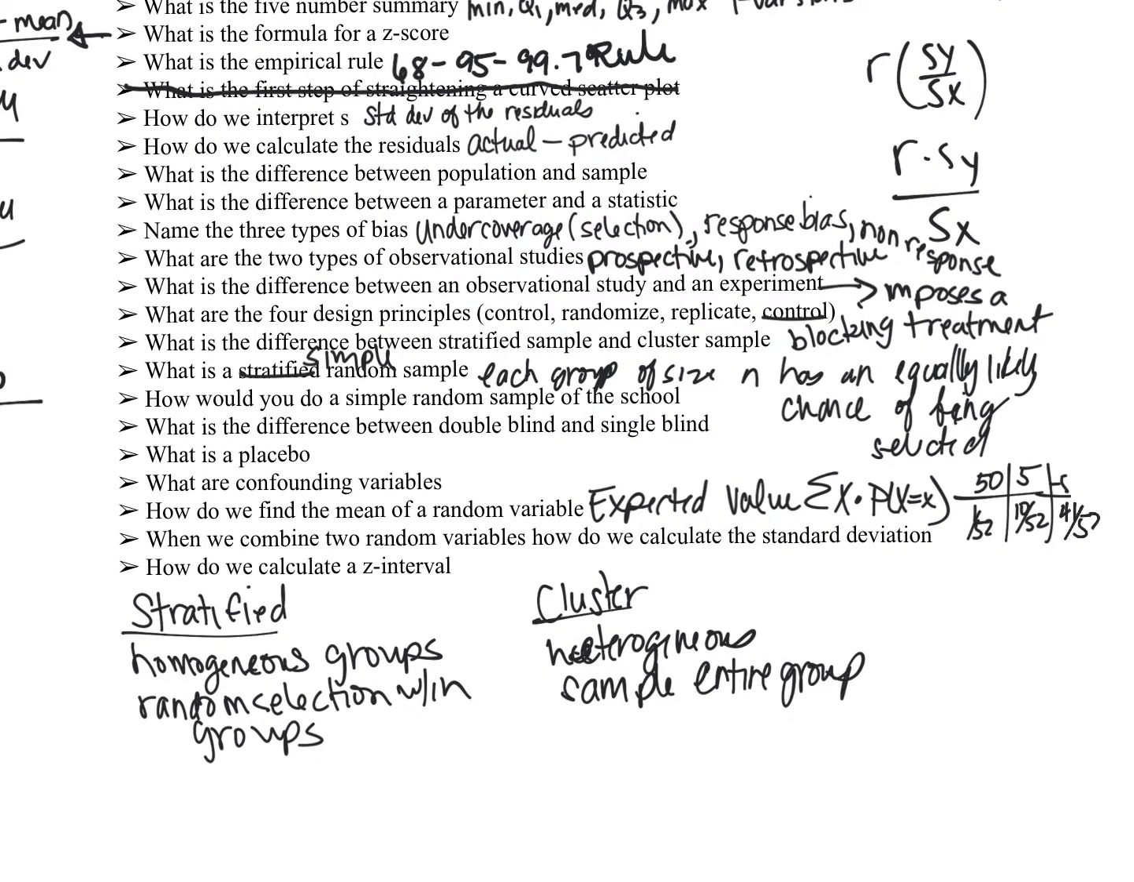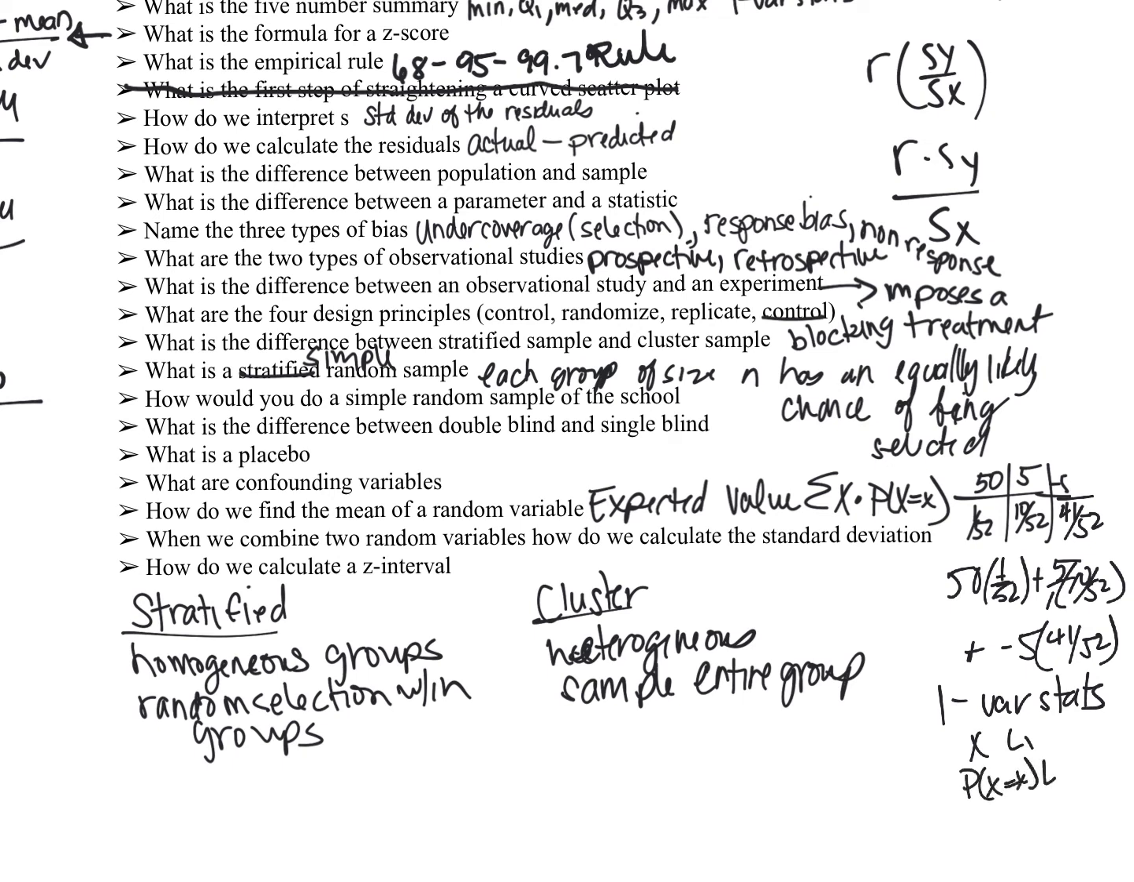41 out of 52. And I'd multiply 50 times 1 over 52 plus 5 times 10 over 52 plus negative 5 times 41 over 52. And then I'd add that all up. In the calculator, we can do one var stats, and we put our x in list 1 and our probability in the frequency in list 2, and then we let that be our frequency list.